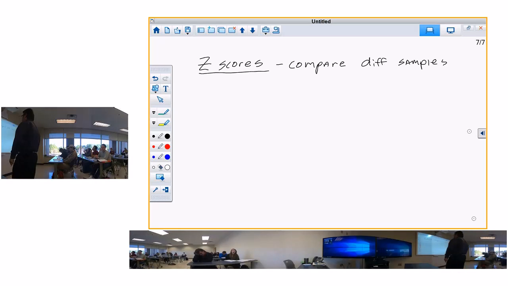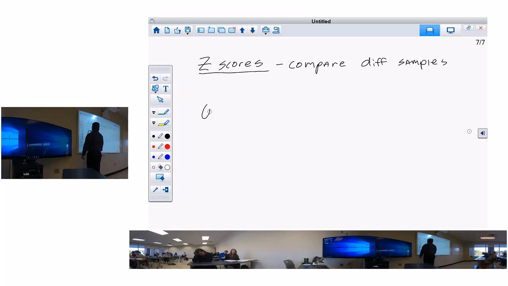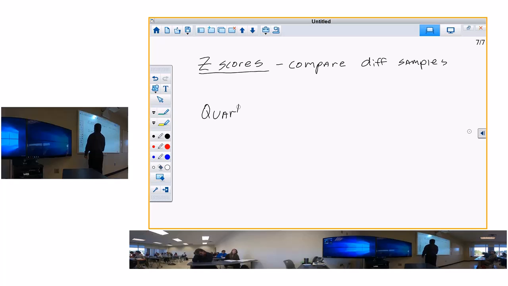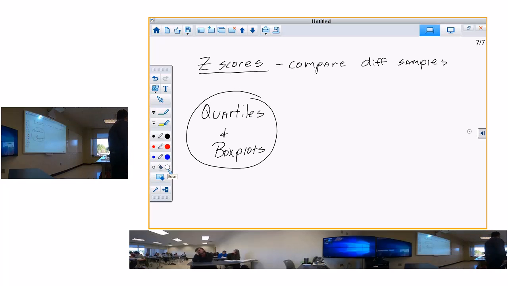What else are we going to learn about? We're going to learn about a box plot. We're going to learn about quartiles and box plots. And that will finish chapter 3 pretty much. Okay? So, now, let me go ahead and tell you how I teach chapter 3.